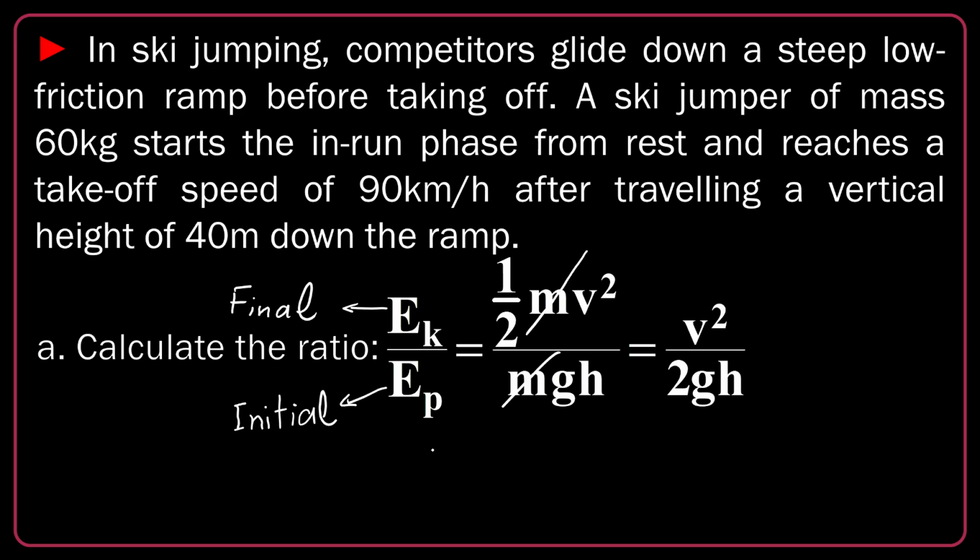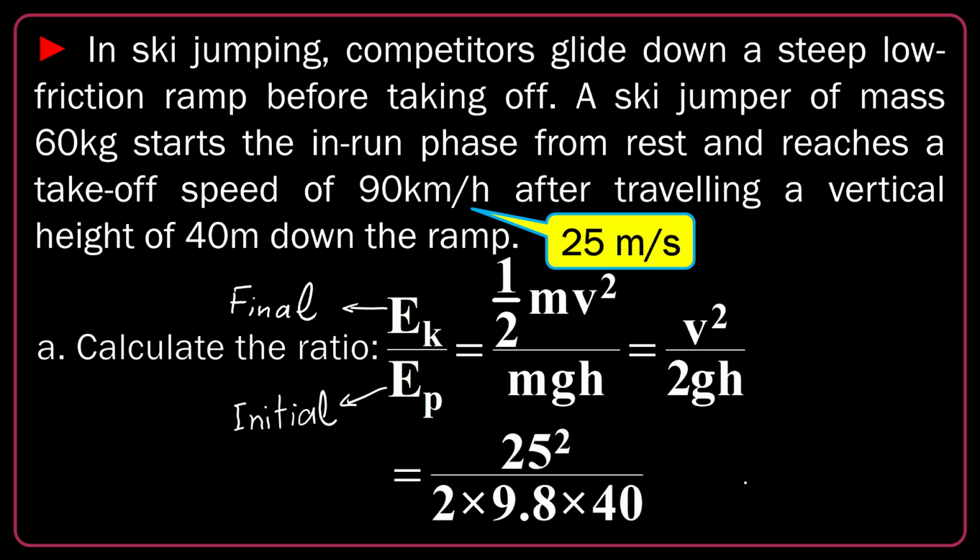Just before I plug in the values, notice that h is in SI units, it's 40 meters, it's good. But v is not given in SI units, 90 kilometers per hour. So let's divide it by 3.6, 90 divided by 3.6, sorry, to convert it to meters per second. It's going to be 25 meters per second. This is the maximum speed in SI units. Then we can plug in the values: 25 squared divided by 2 times gravitational acceleration 9.8 and 40 meters height.